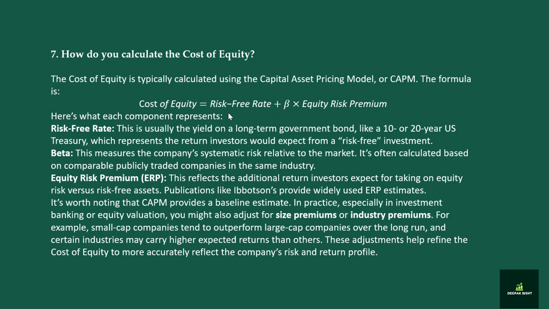So risk-free rate is usually the yield on a long-term government bond, 10 or 20-year US Treasury bonds, which represent the return investors will expect from a risk-free investment. And the beta is actually this company's systematic risk relative to the market, and it is often calculated based on comparable publicly traded companies in the same industry.